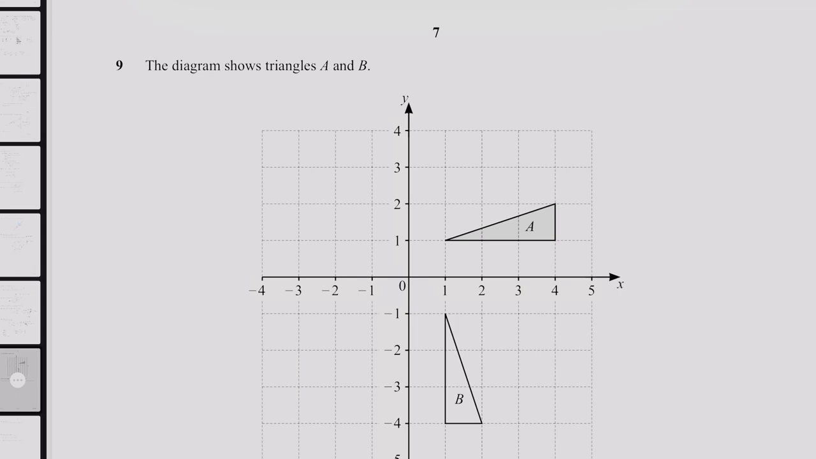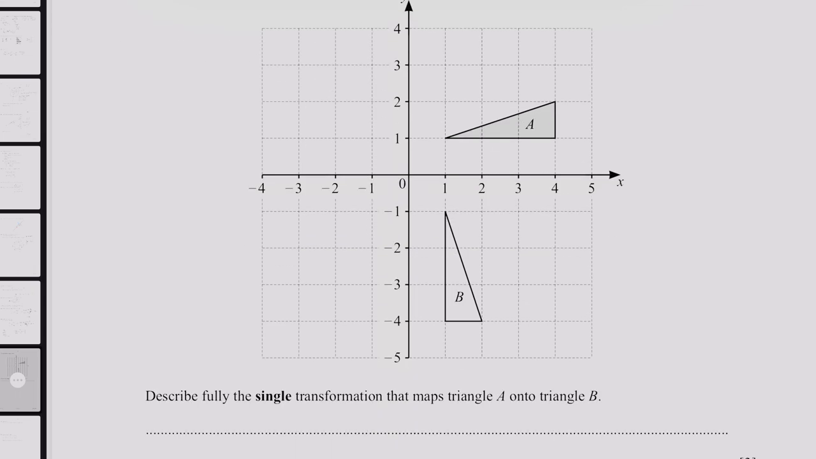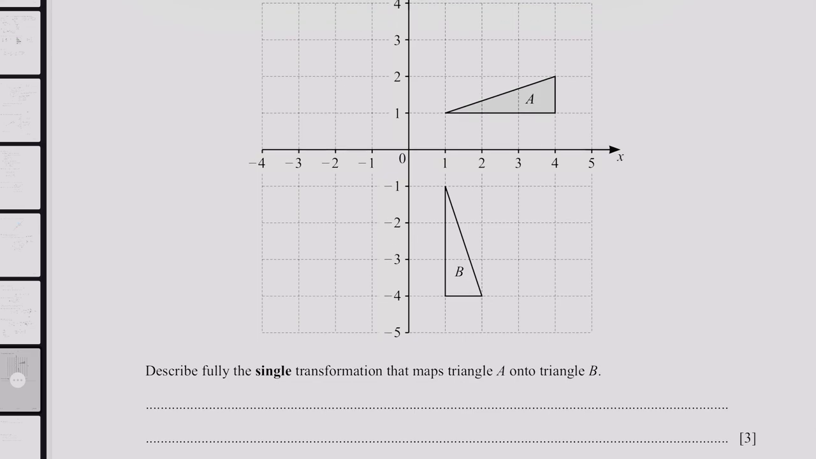The diagram shows triangles A and B. Fully describe the single transformation that maps triangle A onto triangle B. At a glance, this looks like it has been rotated from here to here, and the angle of rotation is 90 degrees.